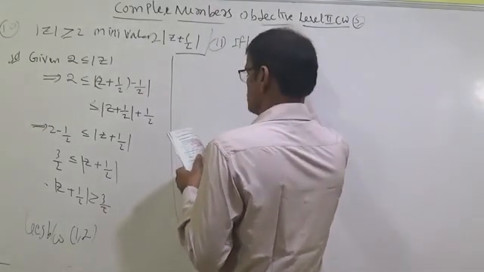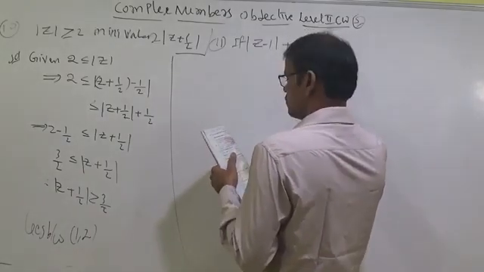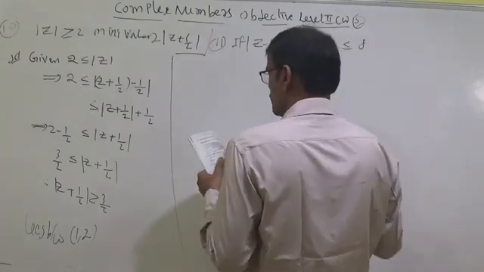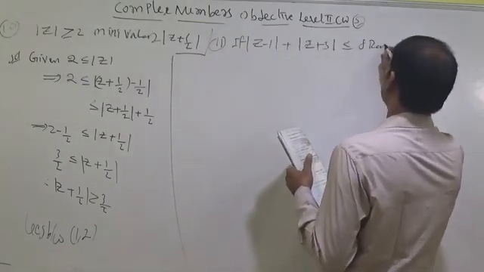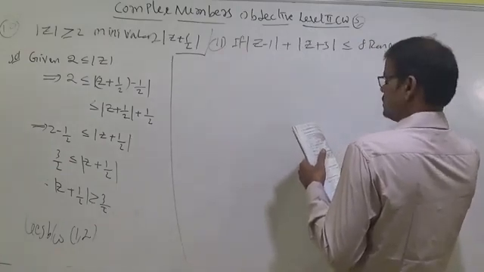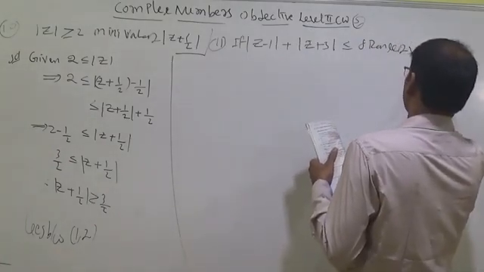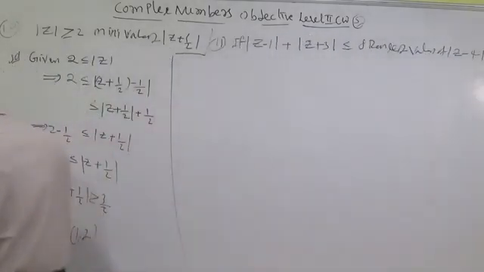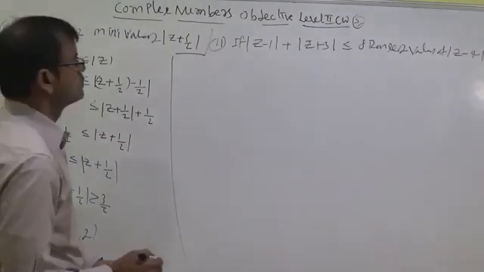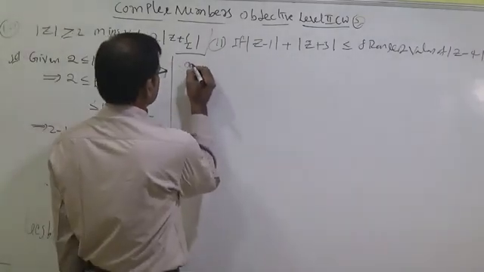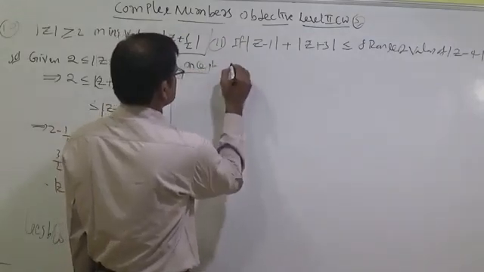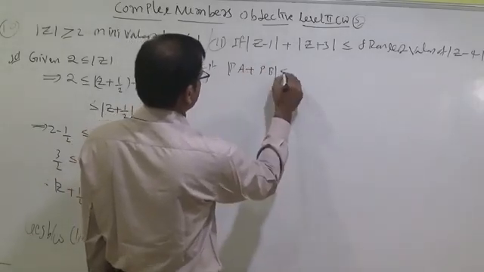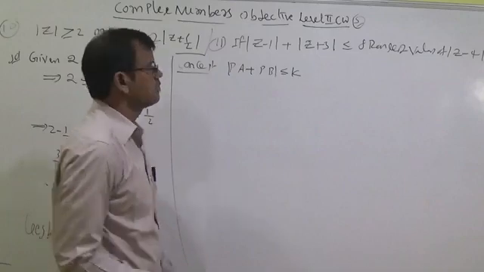If modulus of Z minus 1 plus modulus of Z plus 3 is less than or equal to 8, find the range of values of modulus of Z minus 4. The concept I am writing is PA plus PB less than or equal to 2A, I mean less than or equal to K.